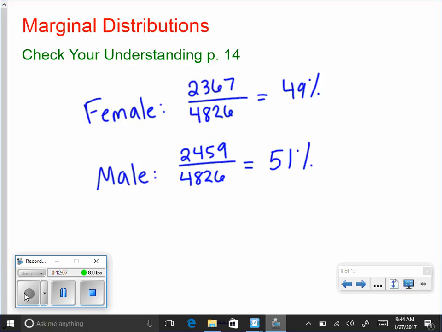So again, remember, for marginal distributions, you are only looking at one variable at a time. So the first example we did together, we were looking at their responses and the distribution of responses. The second one that you did on your own with the check your understanding, you were looking at the distribution of gender. So marginal distribution takes one of the two variables and looks at its distribution by itself.